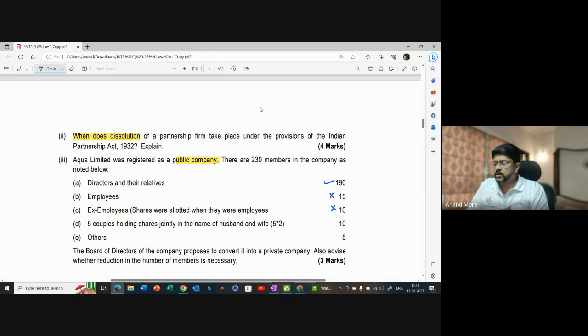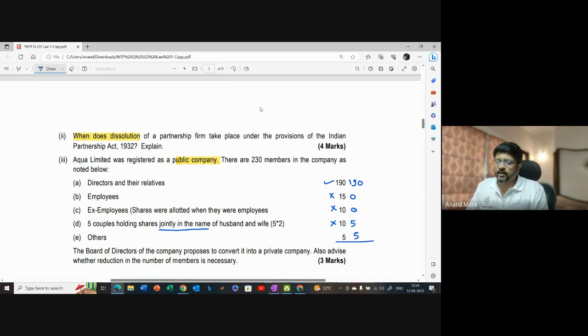Next, 5 couples holding shares jointly in the name of husband and wife. So 5 into 2 is equal to 10. However, I hope you remember this point: when shares are held jointly, all the different people who are jointly holding the shares are counted as one member. So here it is not 5 into 2. It should be considered as 5 into 1. That means it becomes 5. So this 10 is to be considered as 0. This 15 is to be considered as 0. This 190 is to be considered as 190. No problem. And others are 5.